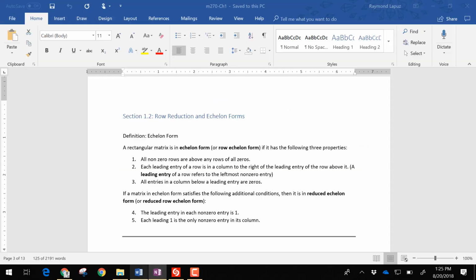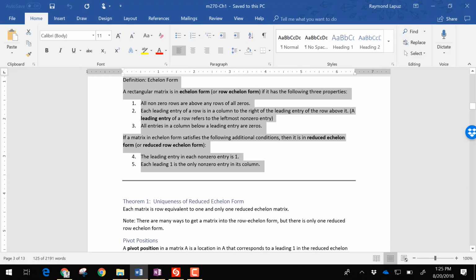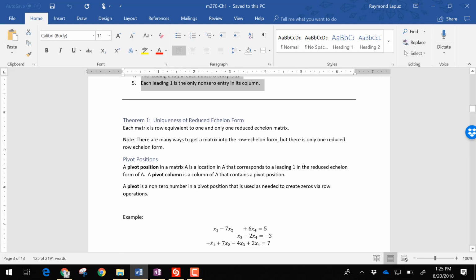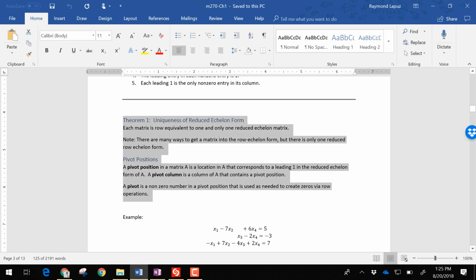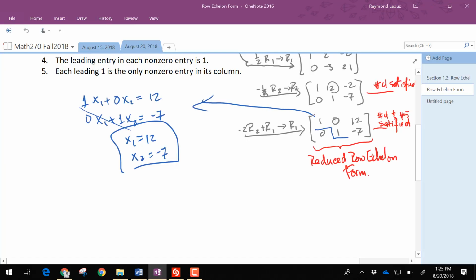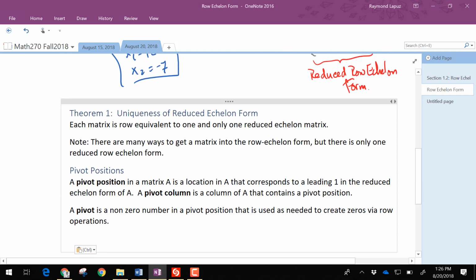All right, there's some other theory stuff here that we can put up before we do our example. I'd like to get it out of the way. Let's talk about the existence and uniqueness of the reduced row echelon form. Each matrix is equivalent to one and only one reduced row echelon form.